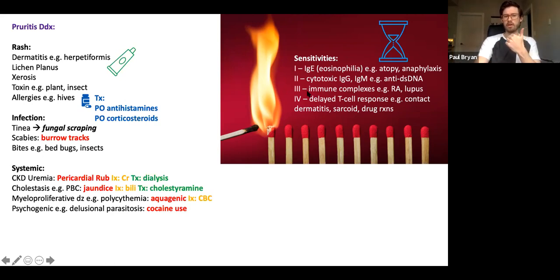So really the big thing is, what is the trigger? What is the timeline? And what are the clinical features and characteristics? That'll help you differentiate and help with the diagnosis.